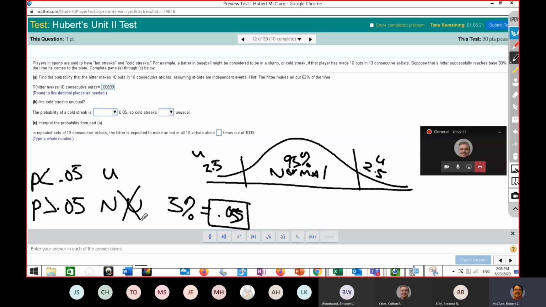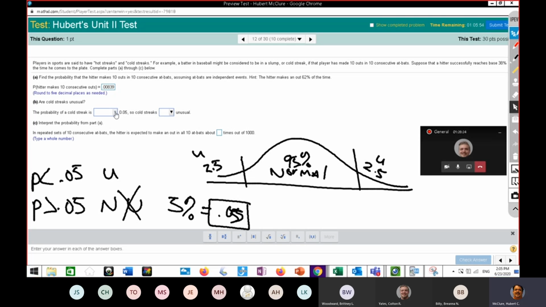Now, I think I mentioned that in class. I think I mentioned it when we did the empirical rule. So what is 0.00839? Is that equal to 5 cents or more than 5 cents? It's less. So the probability of a cold streak is unusual. Well, let's see, it is less than 0.05. So cold streaks are unusual.